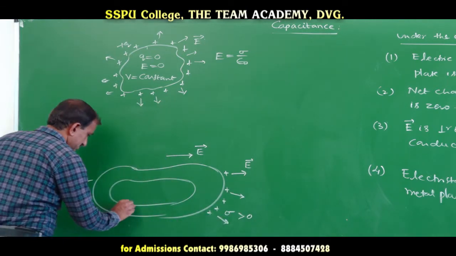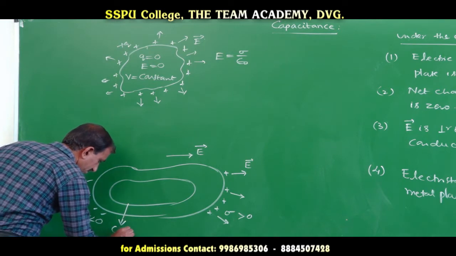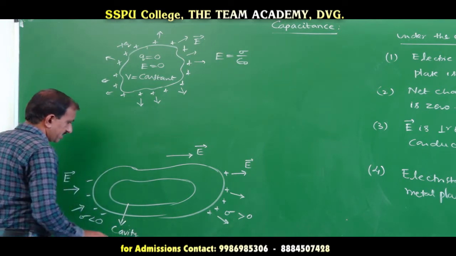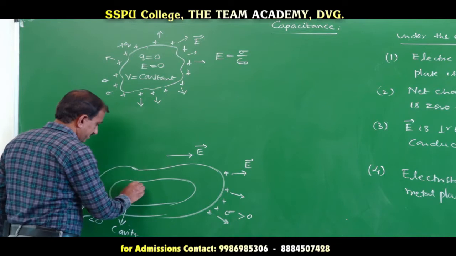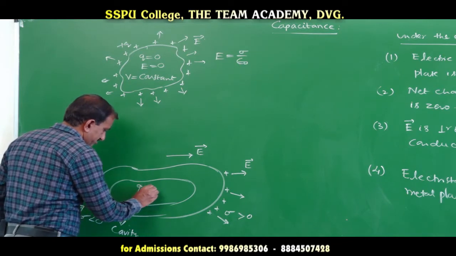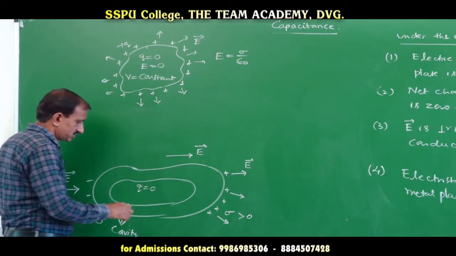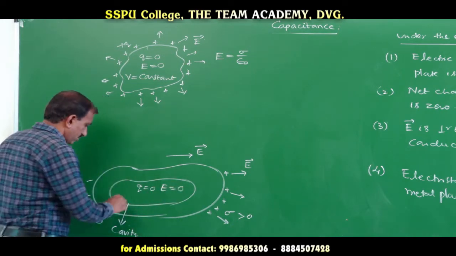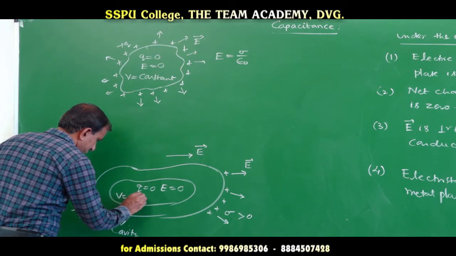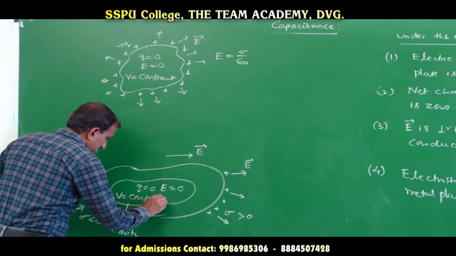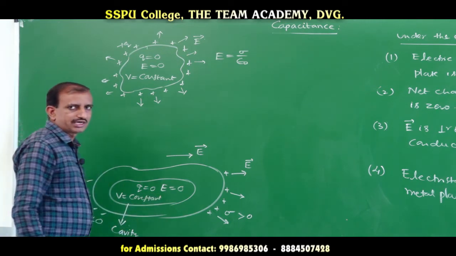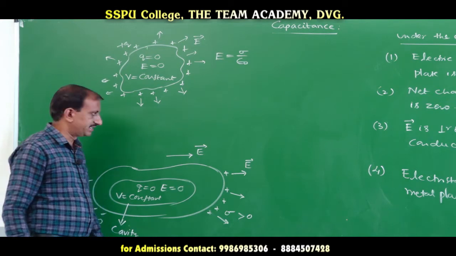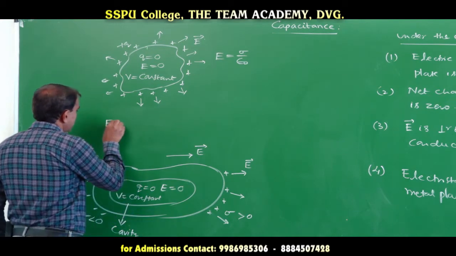This is the cavity. Inside the cavity there are no charges present, and hence Q equal to 0, and hence the electric intensity inside the cavity is 0, but the potential is constant. This is known as electrostatic shielding. What is electrostatic shielding?